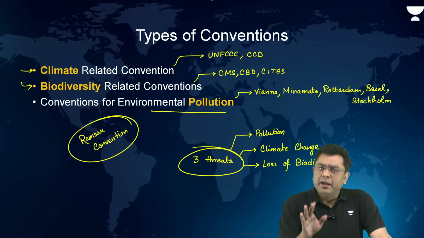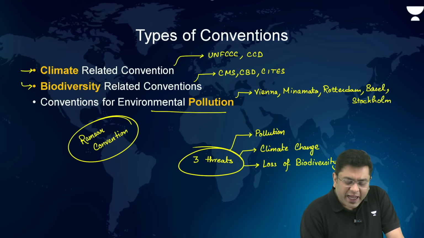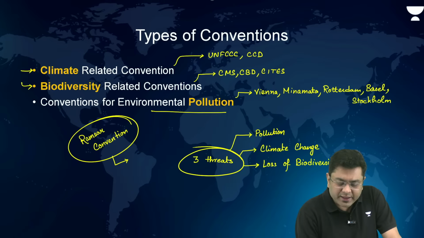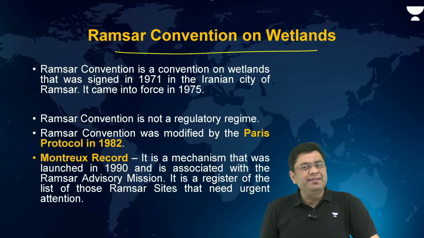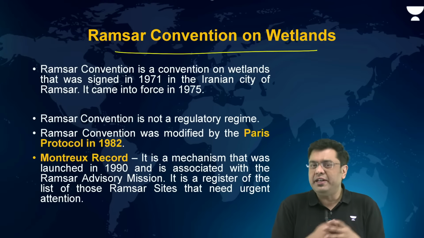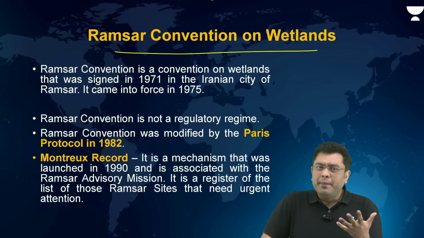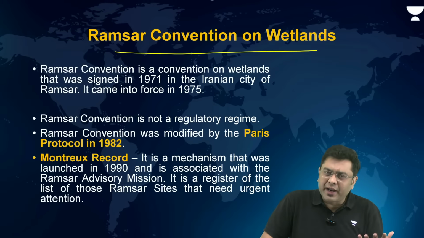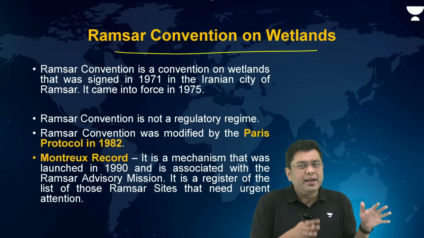Now, first of all, the convention amongst all of them which was signed the earliest was that of the Ramsar Convention, which was arrived at in 1971. The Ramsar Convention is the convention on wetlands. It was signed on 2nd February 1971 in the Iranian city of Ramsar. Wetlands are very critical regions of biodiversity, where you have a wide variety of species of flora as well as fauna, particularly birds, migratory species of birds. They are quite frequent in these areas.